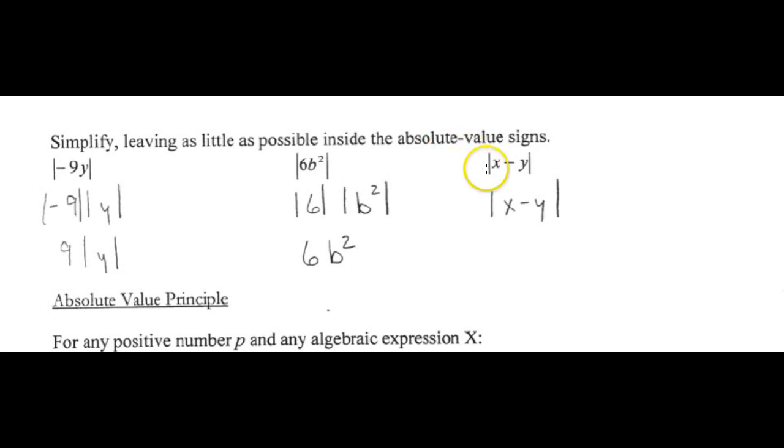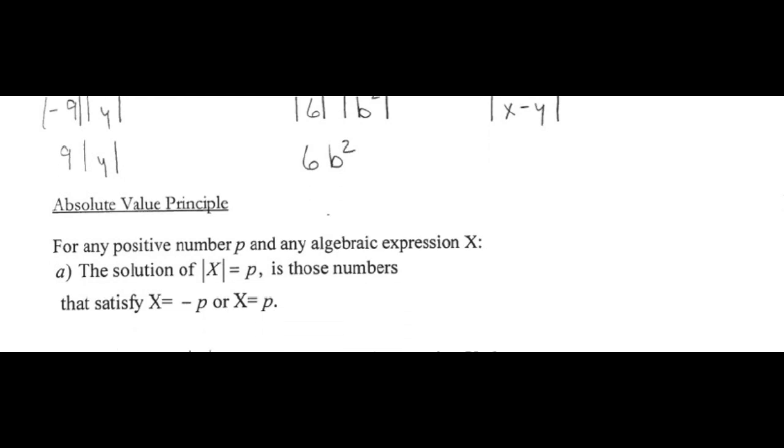What about the absolute value of x minus y? We don't have any rules about changing the way that absolute value affects subtracting. So we can't do anything with that. We just have to leave it alone. It is the absolute value of x minus y. There's nothing else that can be done to simplify that.